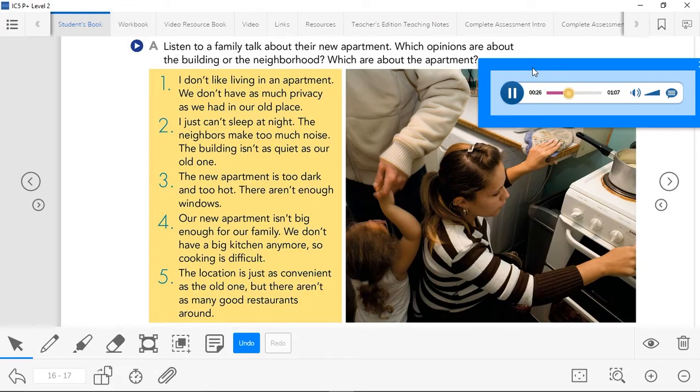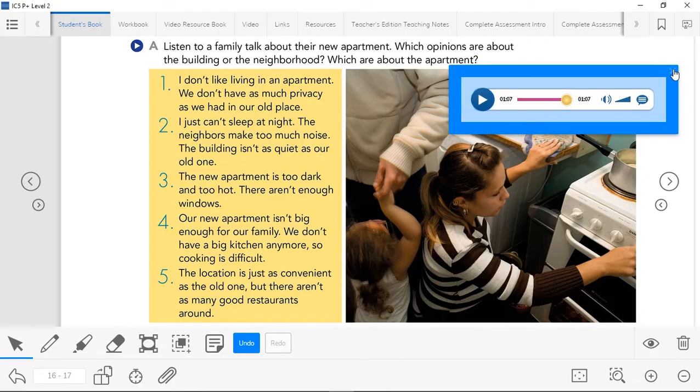I don't like living in an apartment. We don't have as much privacy as we had in our old place. I just can't sleep at night. The neighbors make too much noise. The building isn't as quiet as our old one. The new apartment is too dark and too hot. There aren't enough windows. Our new apartment isn't big enough for our family. We don't have a big kitchen anymore, so cooking is difficult. The location is just as convenient as the old one, but there aren't as many good restaurants around.